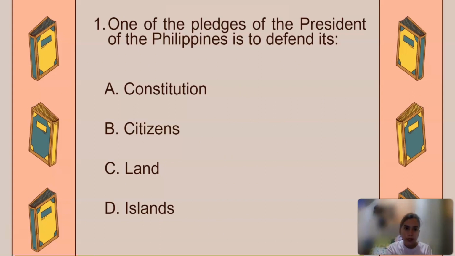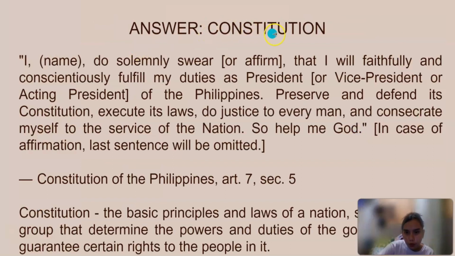So, if you are the President of the Philippines, what are your pledges, or what should be the correct answer on who you should defend if you are the president? So again, A, Constitution, B, citizens, C, land, and D, islands. So what is the correct answer, guys? Is it letter A, B, C, or D? And the correct answer should be Constitution.